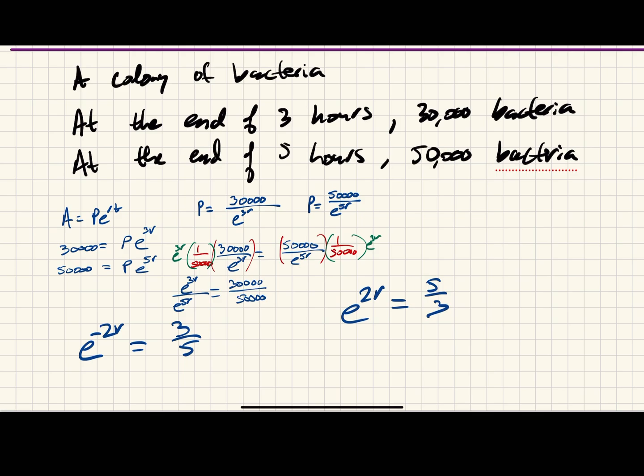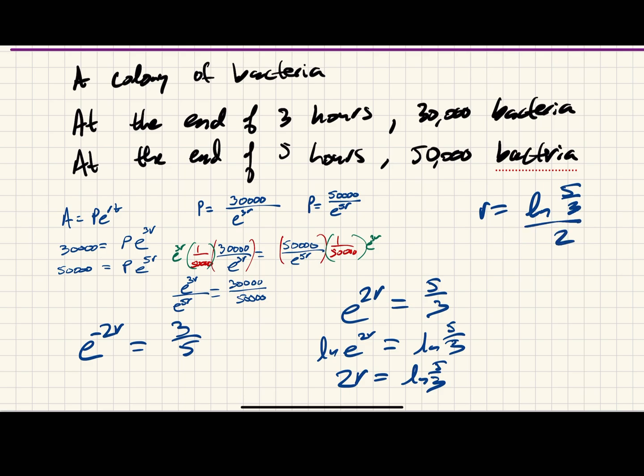Okay, now I want to solve for r, right? So we'll do the natural log on both sides. So we'll have 2r equals the natural log of 5/3. So r is the natural log of 5/3 over 2. Okay, so now I have r. Was that what I was supposed to find? What was I supposed to find?